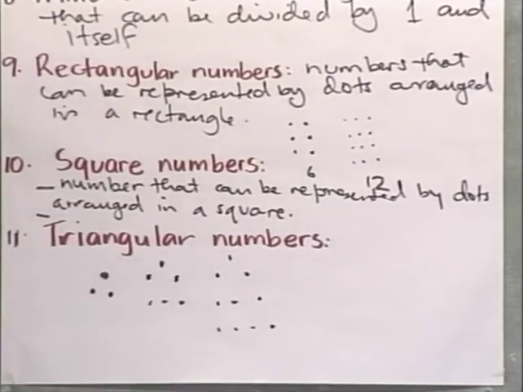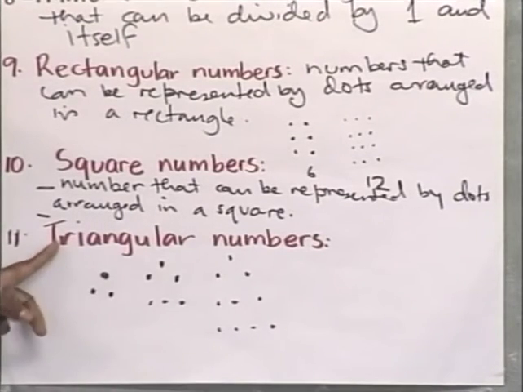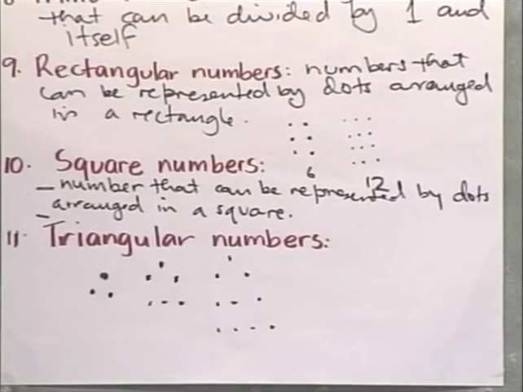Okay, we'll stop here. So it's 3, 6, and 10, and so on, but it will be numbers that can be represented by dots arranged in a triangle. Okay, we'll go on to the next thing. And I'll just go through this quickly, and then I'll give you your homework.